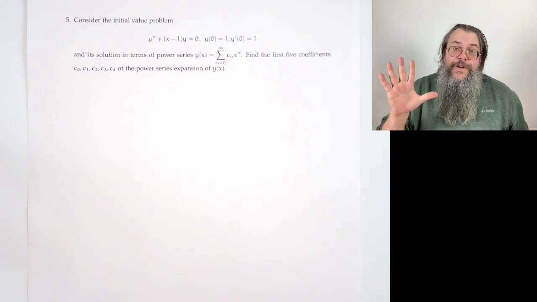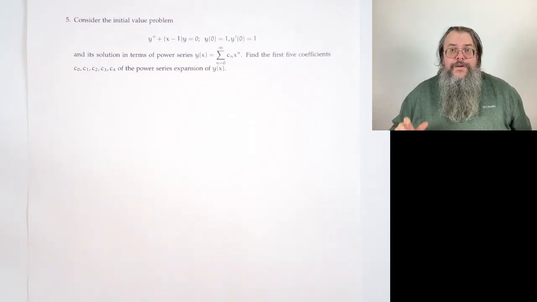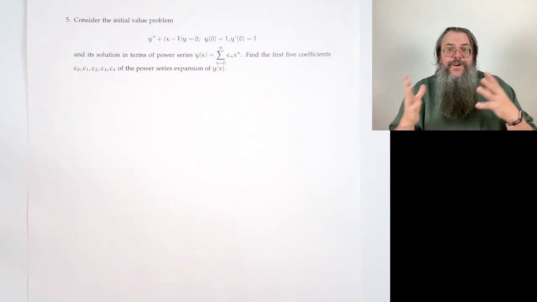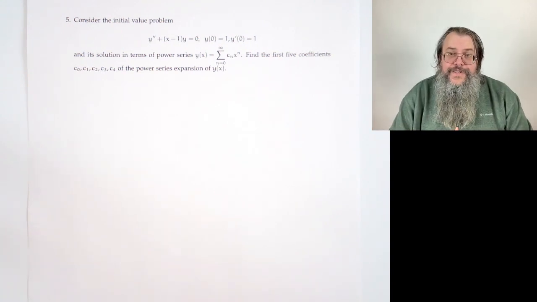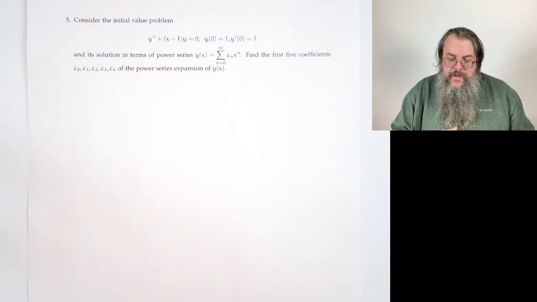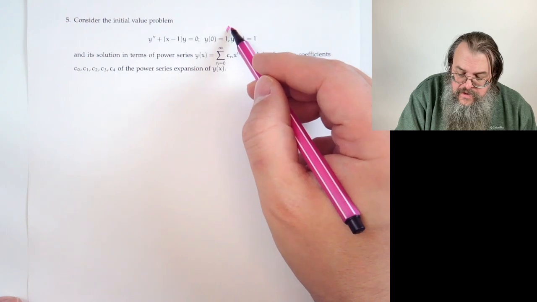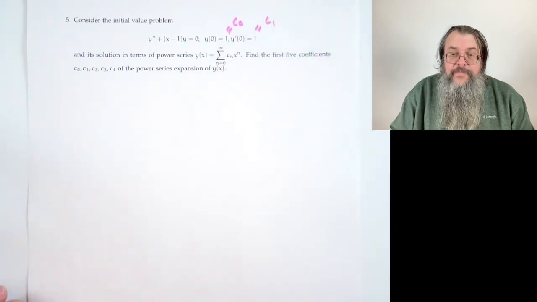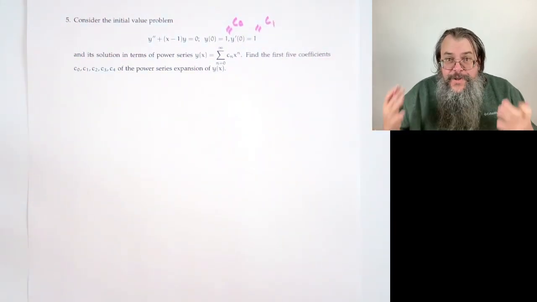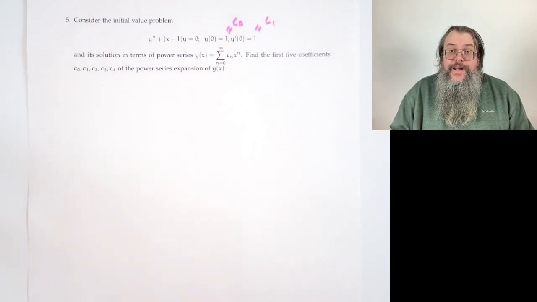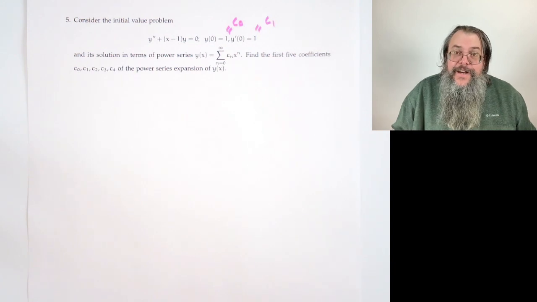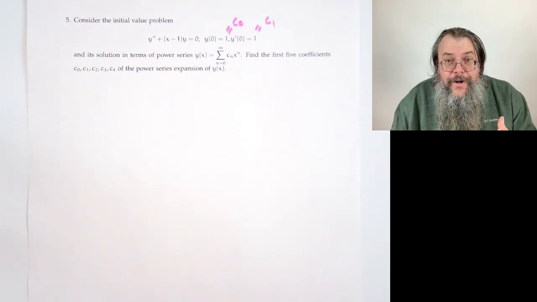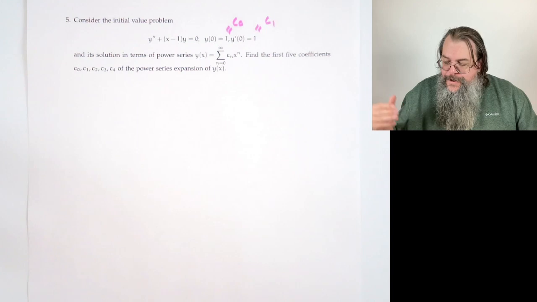Now it says find 5. 2 of them are freebies. Now you might say, wait, they're freebies? How? Where? What? Well, because initial conditions are really saying how you start your series. So as a reminder, y of 0 is c0, and y prime of 0 is c1. So even if that's all we wrote down for this problem, we'd get a couple of points. Like, wow, that's it? Yeah, isn't it amazing? But we're not going to stop at a couple points. We want all the points. We're going to go all the way.